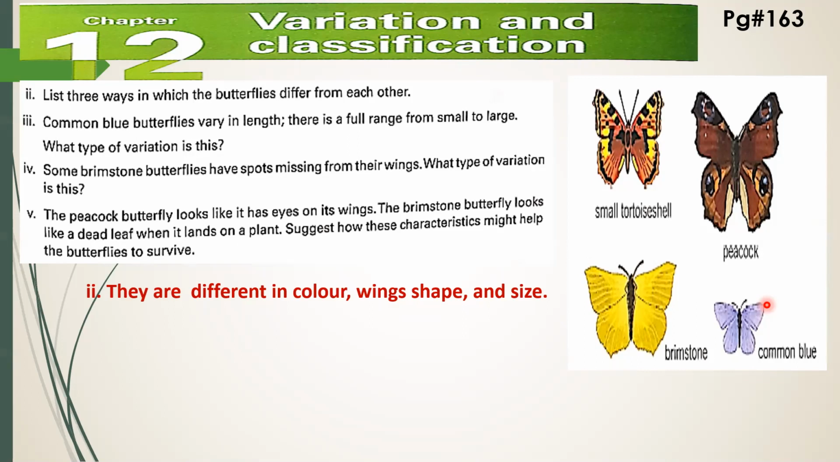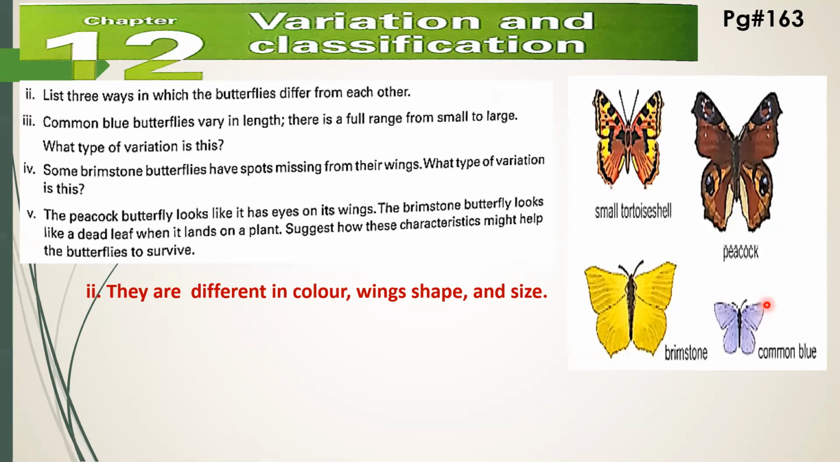Common blue butterflies vary in length. There is a full range from small to large. What type of variation is this? Who will tell me about this question? Is it a continuous variation or discontinuous variation?